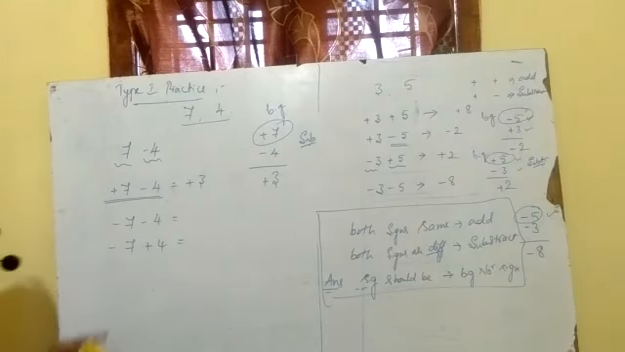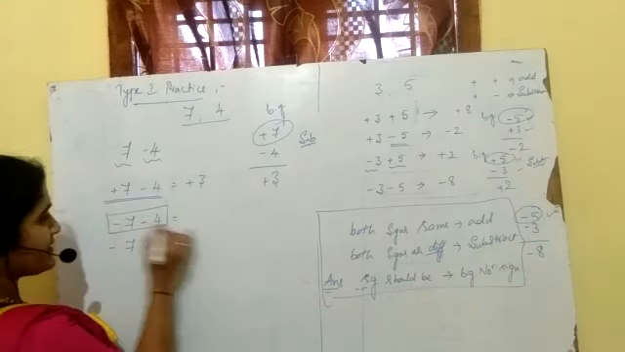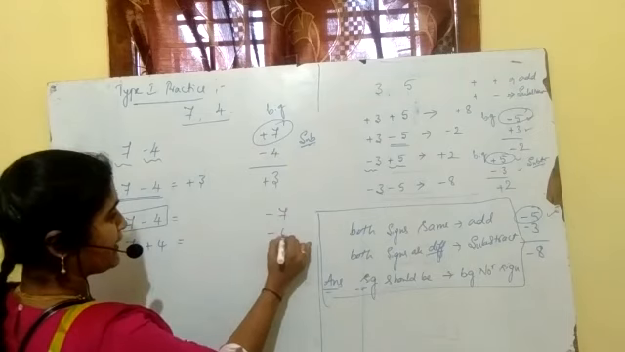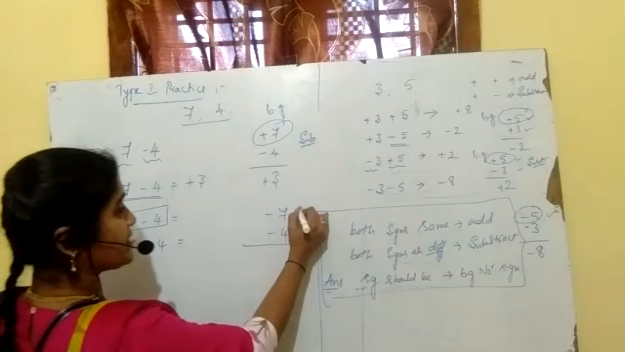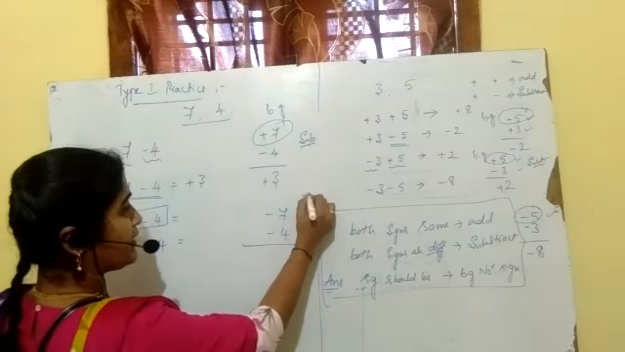Okay, yes, it's easy. When both the signs are same, you write 7 on top, 4 below. Okay, both the signs are same. That is why add. Minus into minus, plus.